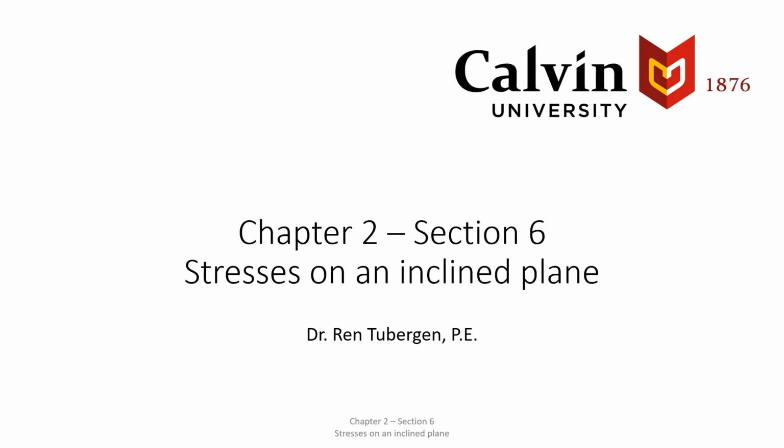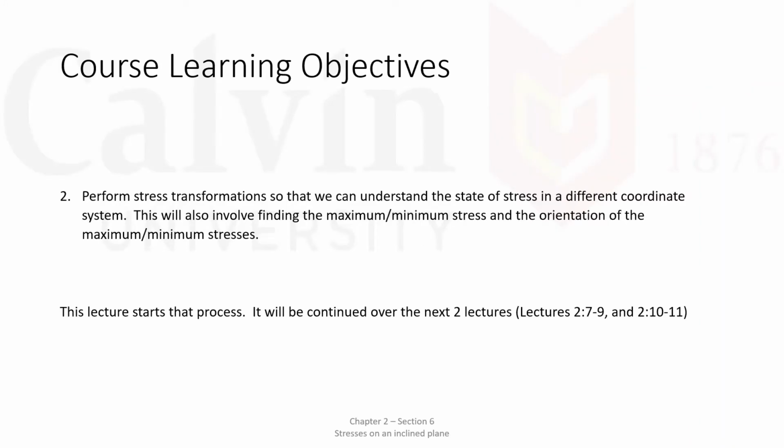Welcome. This is Chapter 2, Section 6 about stresses on an inclined plane. Our goals for today are to perform stress transformation so that we can understand the state of stress in a different coordinate system. This will involve finding the maximum and minimum stresses. You can imagine finding the maximum and minimum stresses is important since we've already established that's why things break. It'll also help us find the orientation of the maximum and minimum stresses.